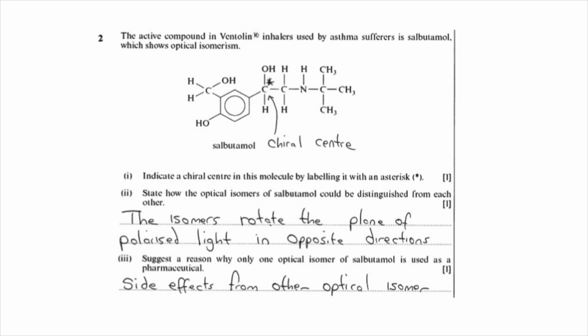And then it says state how the optical isomers of salbutamol could be distinguished from each other. Well, the isomers would rotate the plane of polarized light in opposite directions, 1 mark for that. And the last question says, suggest a reason why only 1 optical isomer of salbutamol is used as a pharmaceutical. So the reason would be side effects from the other optical isomer, 1 mark for that.